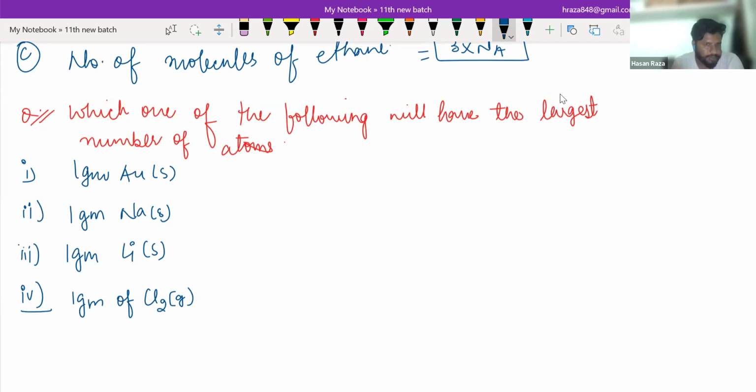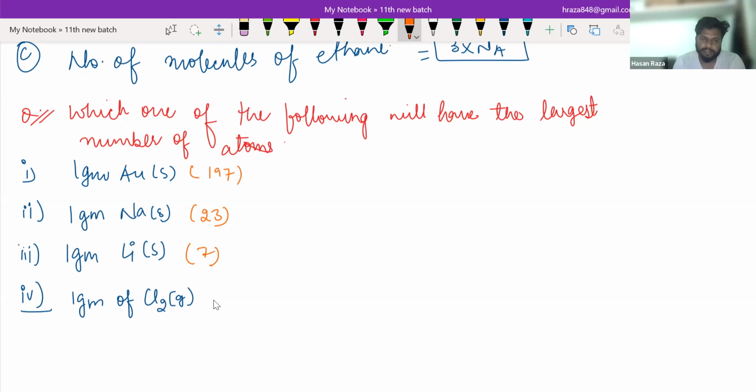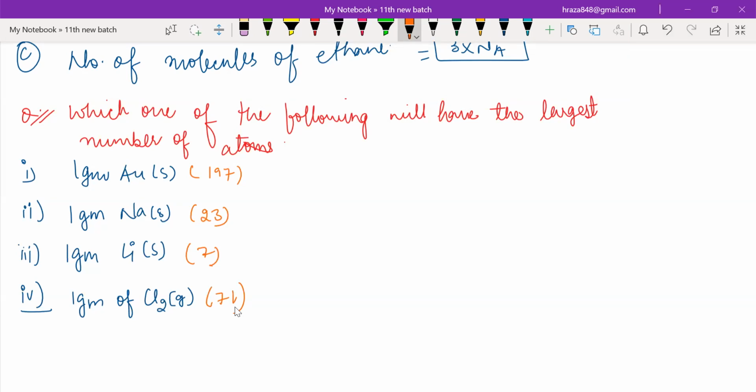Do you know the atomic mass of Au? I'm going to give you an example. It is 197. Do you know the atomic mass of sodium? Yes, sir, 23. And lithium, that is 7. Lithium has atomic number 3: hydrogen, helium, lithium. Okay, it's 7. And chlorine is basically 71 because one chlorine atom has atomic mass 35.5.